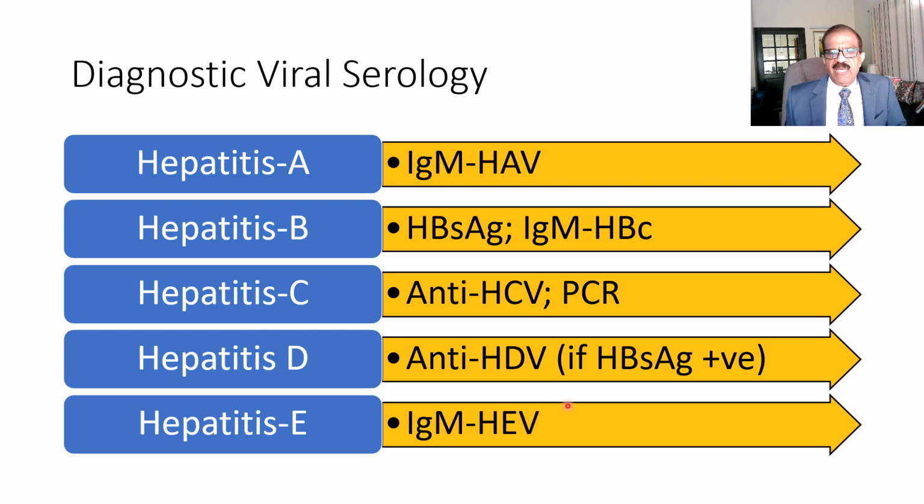I think mostly, though, if we consider all these tests, they will turn out to be like 15,000 rupees. It's a fairly expensive test, but they give very useful information. I think you should do all these tests in acute viral hepatitis.